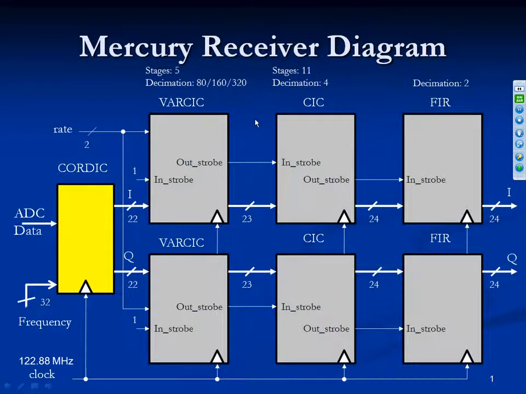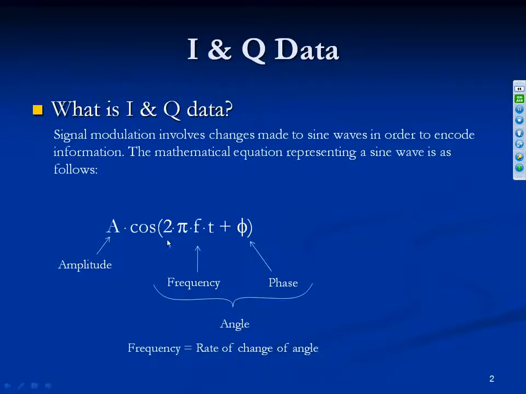In our last webinar, we talked about the Mercury receiver diagram, and part of the diagram that I showed you had this block for the CORDIC in it, where you have the analog to digital converter data that comes in that's 16 bits wide. We have a 32-bit value called frequency, and I'll talk about what that really is today. And then we have the I and the Q data that goes out. So what is I and Q data?